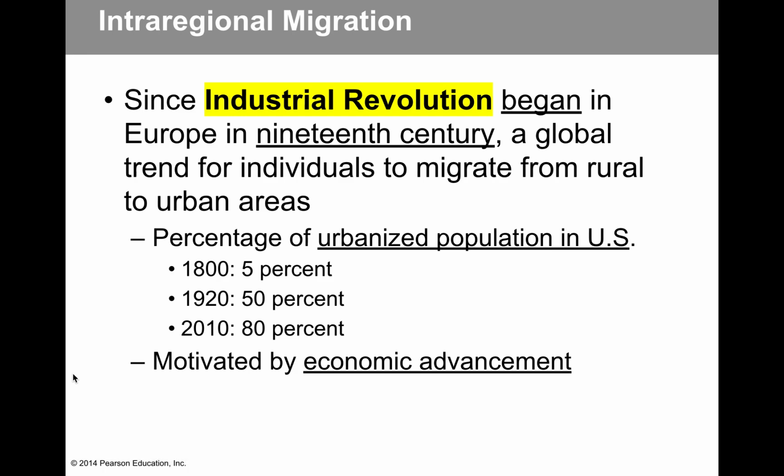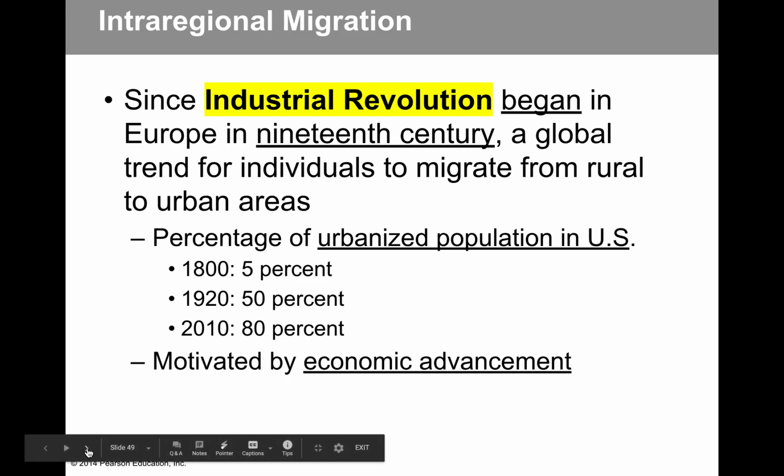Interregional migration, since the Industrial Revolution began in the 19th century in more developed countries, remember the medical revolution for developing countries, the percentage of population in the U.S. went from 5% in the 1800s to 50% in the 1920s. And by 2010, 80% of all population sees themselves as urbanites or living in urban areas. And the reason is because of economic advancement and development.